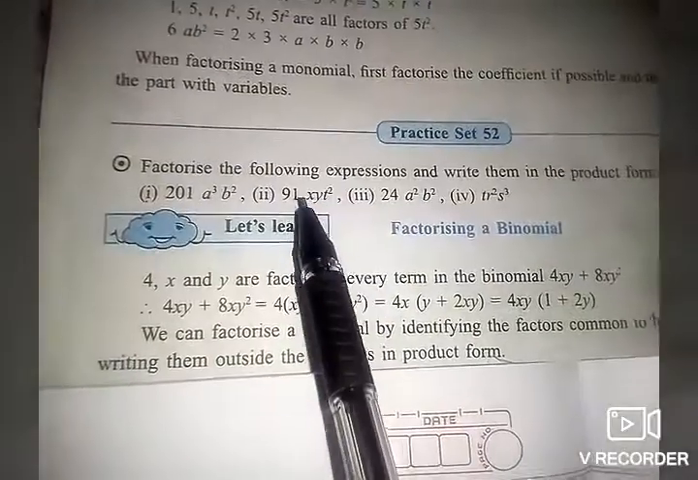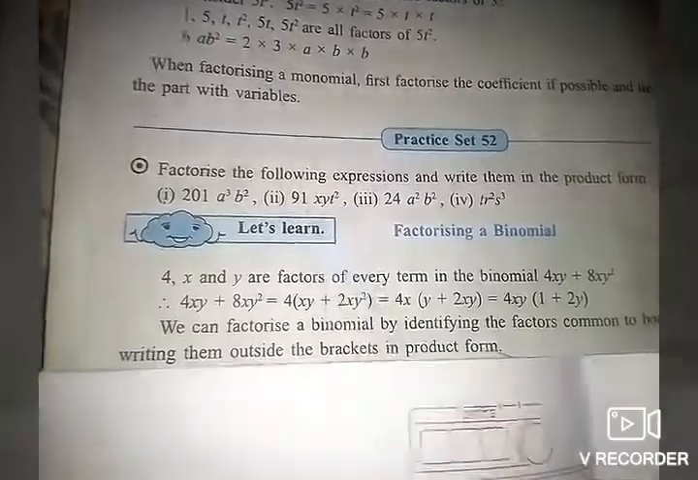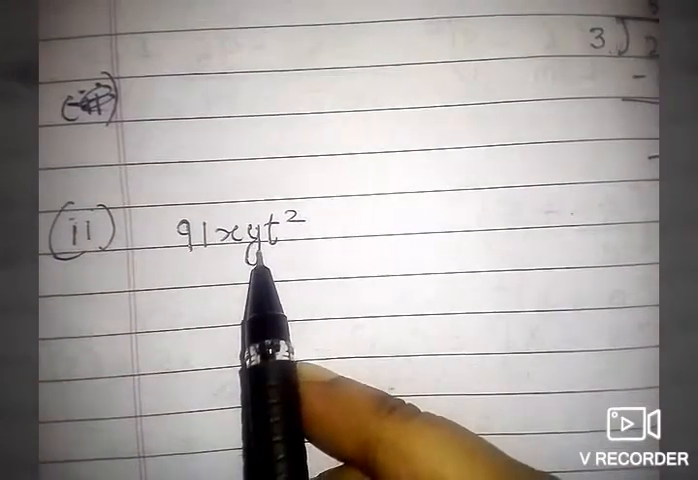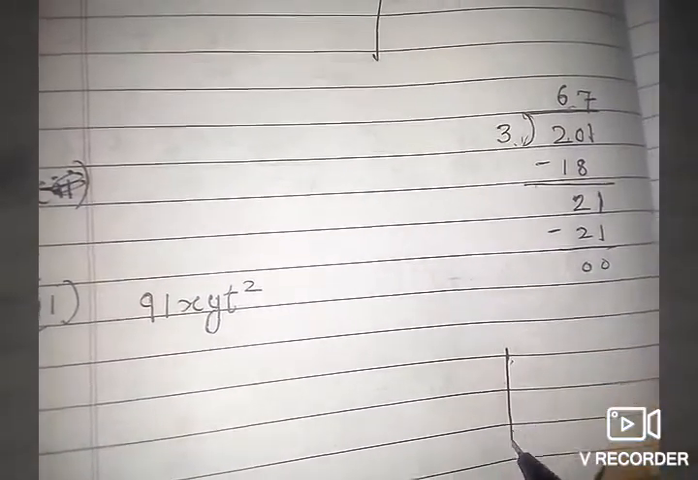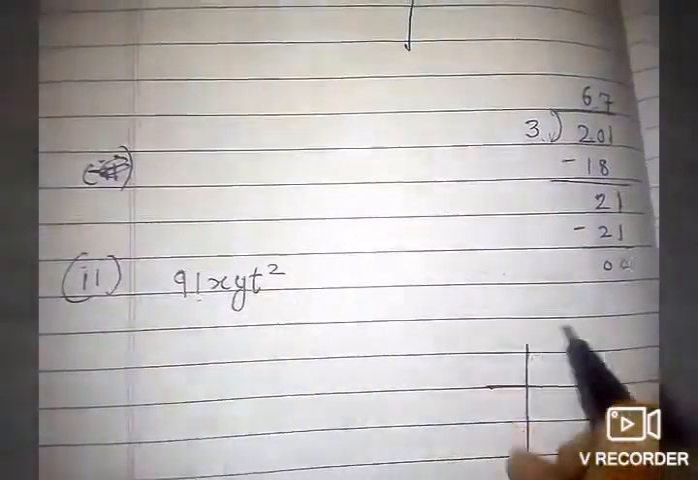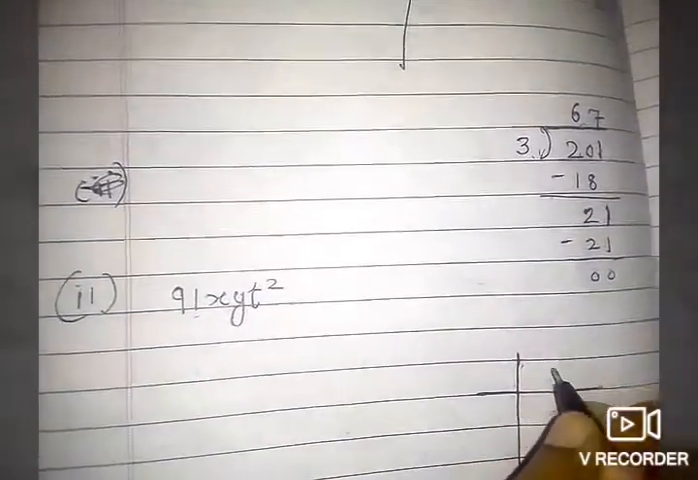Now the second one is given, 91 xy t square. Here it is. So start dividing by the prime factors. For the number which is given, only the number, you do the prime factor division. 91.